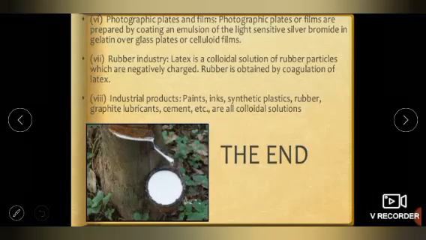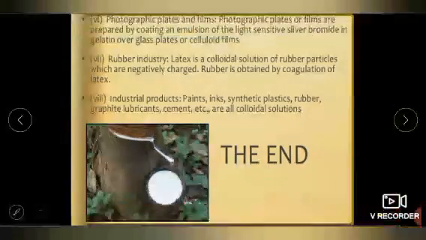So dear students, once again, these colloids we are talking about are very important, and some of the practicals are also related to this. I hope you understood this video, you understood the properties and importance of colloids in our daily life, and now you will prepare the notes from this video.